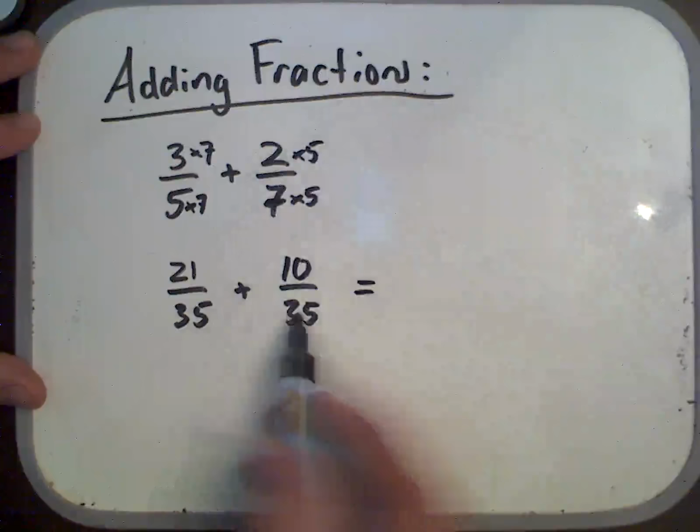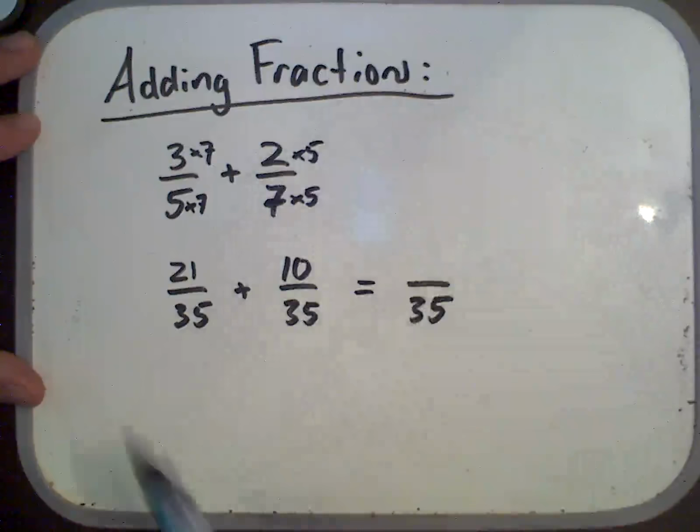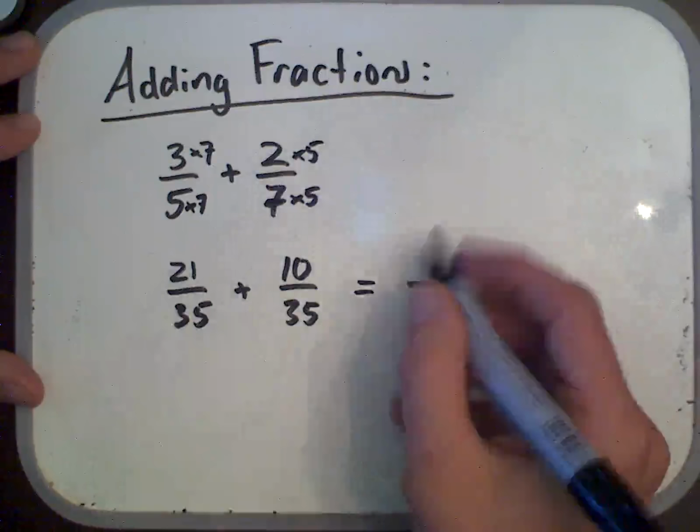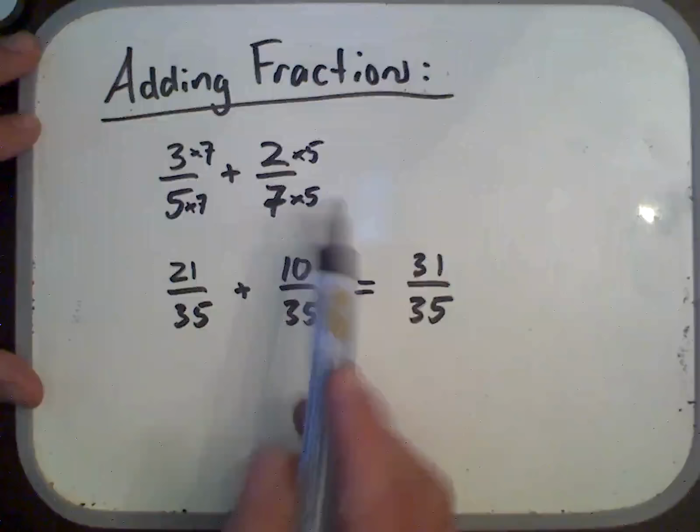Okay, once we have the denominators the same, the denominator does not change. It's how many parts it's split into. So 21 plus 10 gives us 31 over 35. And there's adding fractions with different denominators.